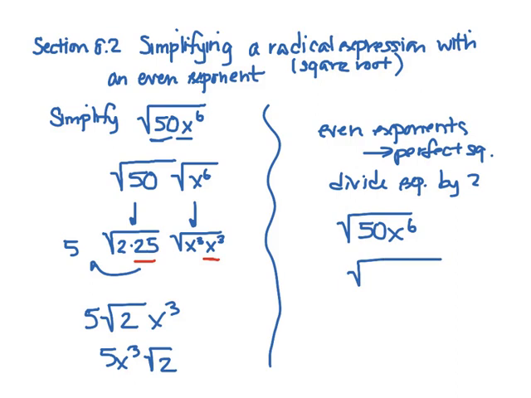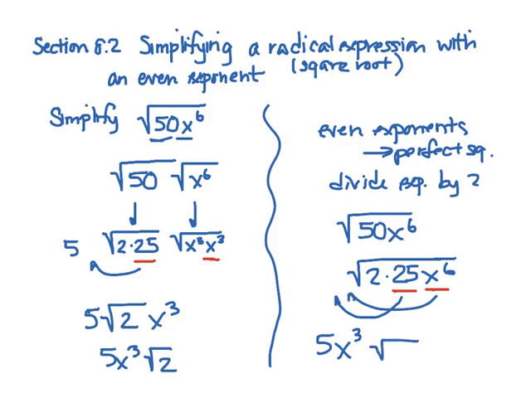again I knew that this was 2 times 25 times x to the 6th, the square root of all that. So 25 is a perfect square. X to the 6th is a perfect square. 25 comes out as 5 times 5, right? And then I can divide the exponent by 2, so I just have 6 divided by 2 gives me x cubed. That comes out. And then I'm left with just the square root of 2, with 2 on the inside. All right, so either way I come up with the same answer.